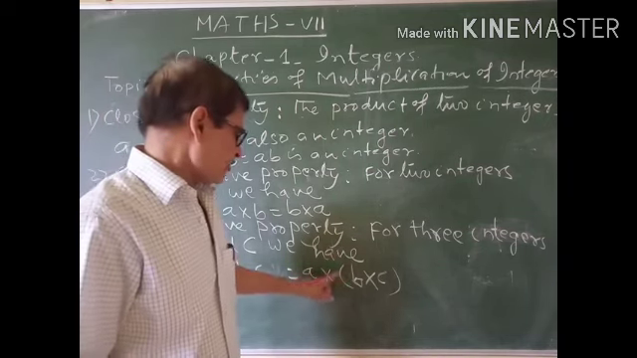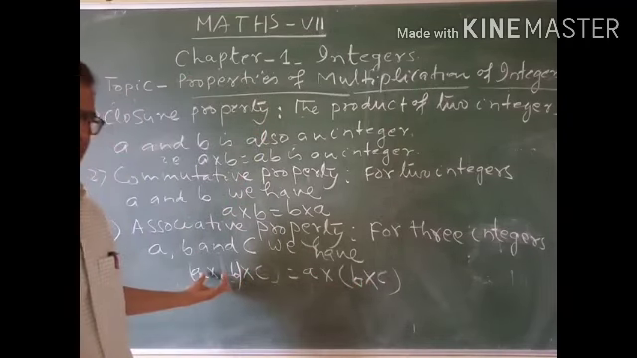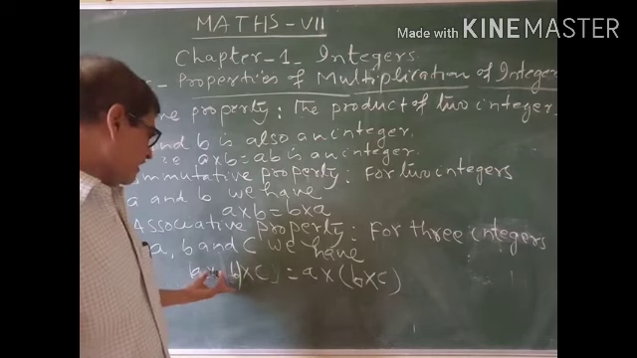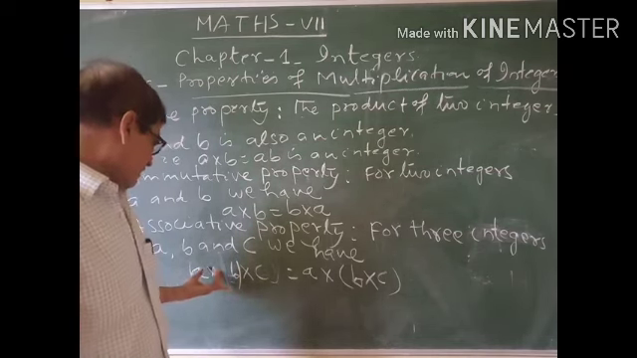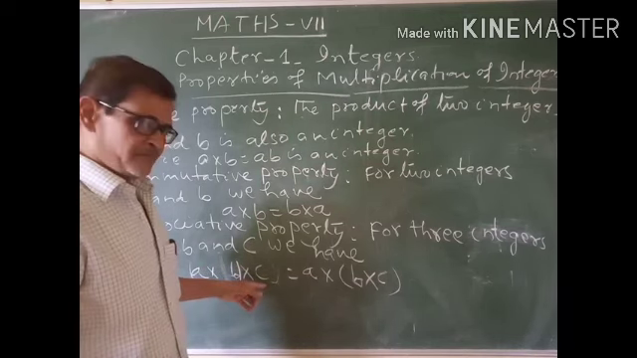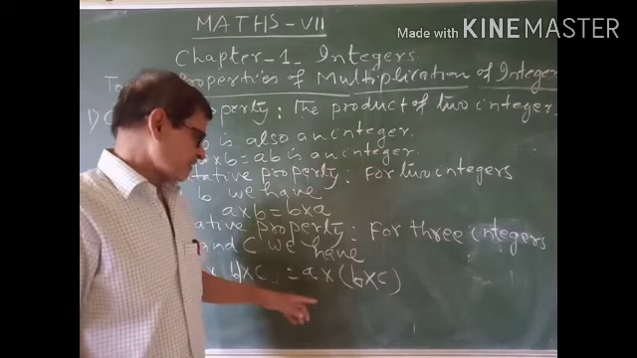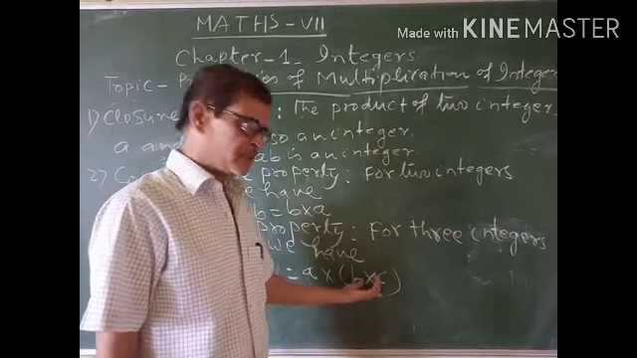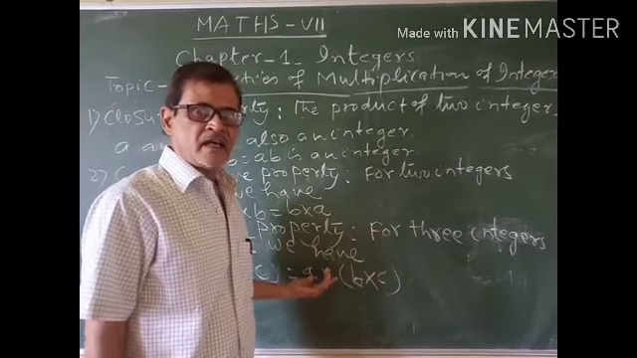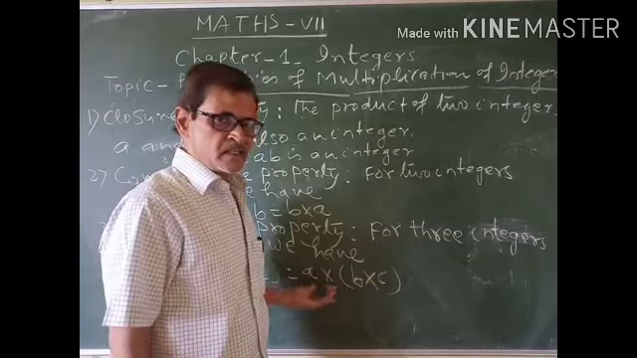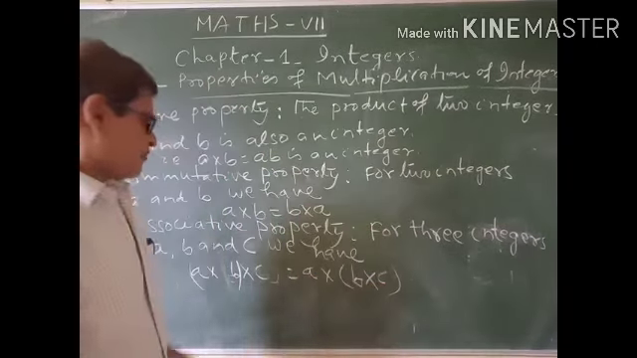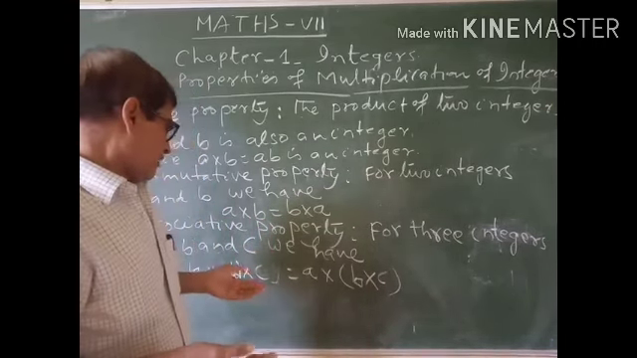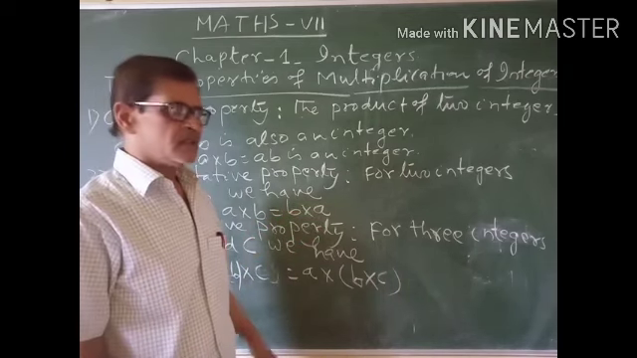Here a into b into c. What does it mean? In LHS, first I multiply a into b, and then this product is multiplied by c. In RHS, what we see? First we multiply b and c, and this product is multiplied by a. We find that the product in both cases is same. Thus, by making different groups, we can find out the product of three integers.